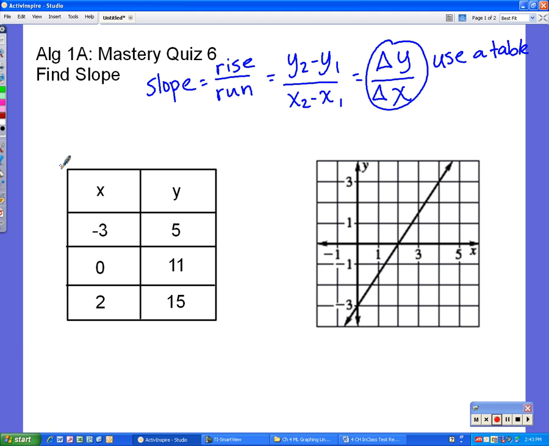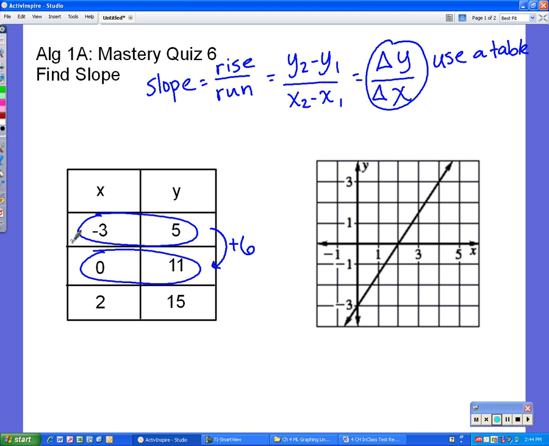Your first step is just to pick any two rows. Just to be easy, I guess I'll just pick the top two. And I am looking for the change in y over the change in x. So, first of all, my y column is this one on the right. So, what changes when I go from 5 to 11? Well, I know I'm getting bigger, so I know that I'm adding something. And I need to add 6 to 5 to get to 11. So I know that the change in y is plus 6.